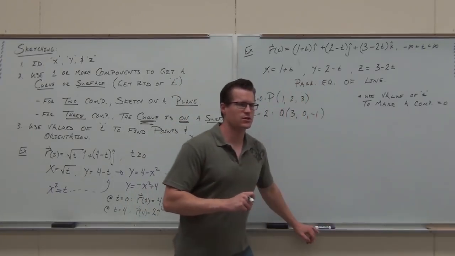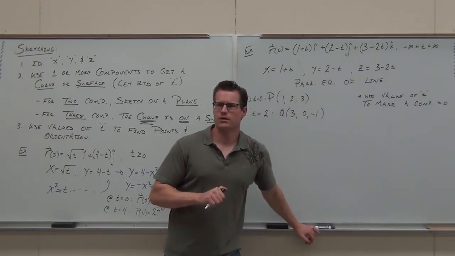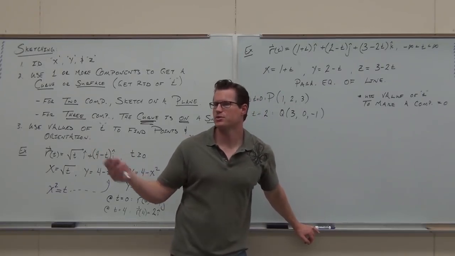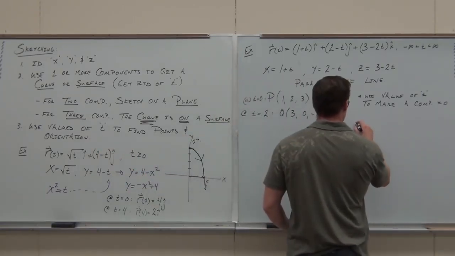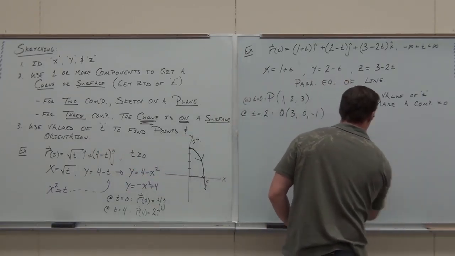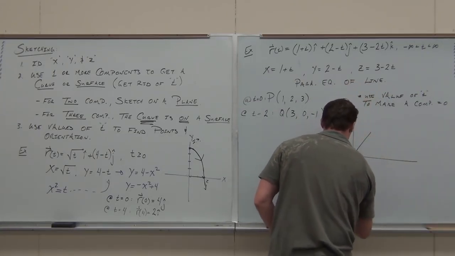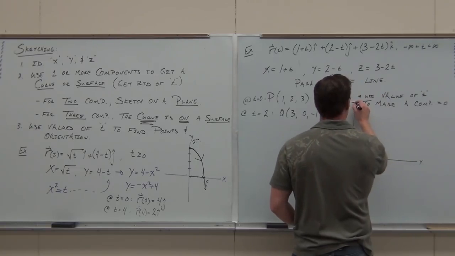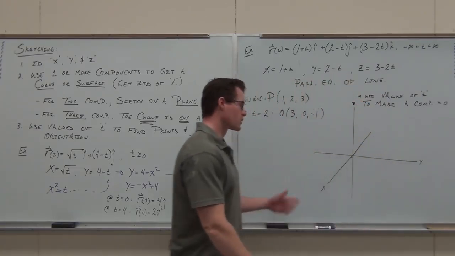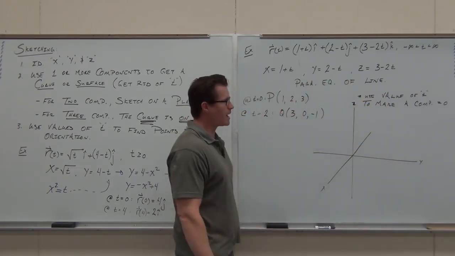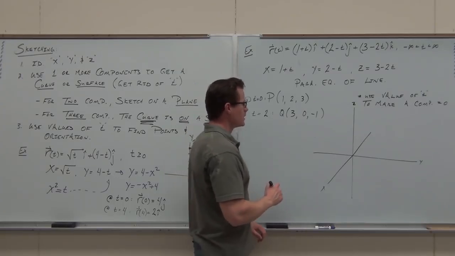And would I graph this in 2D or 3D? What do you think? 3 components? 3D, it's a line through space. Now, of course, that means that you know how to graph or plot those points.